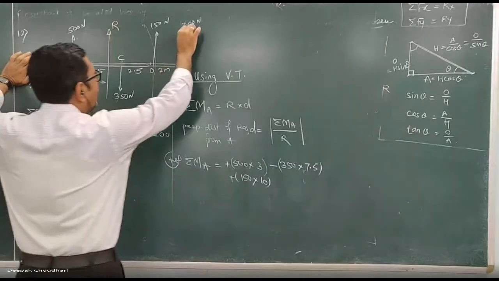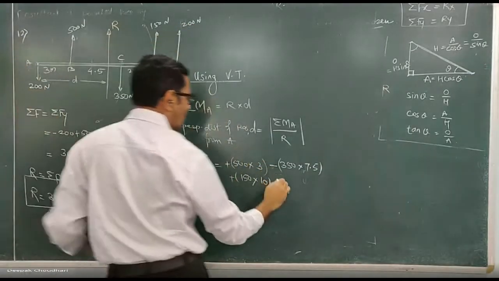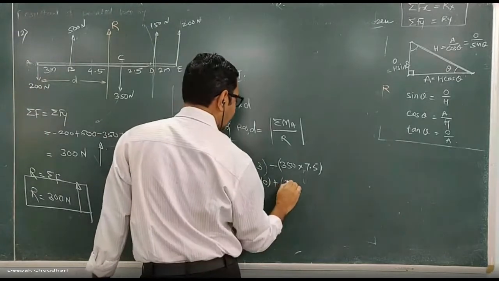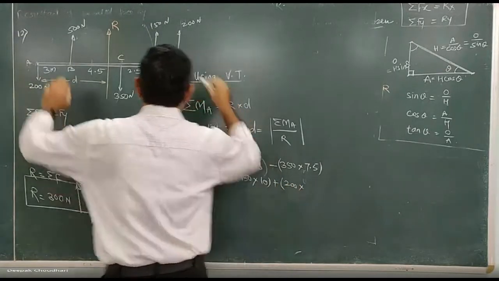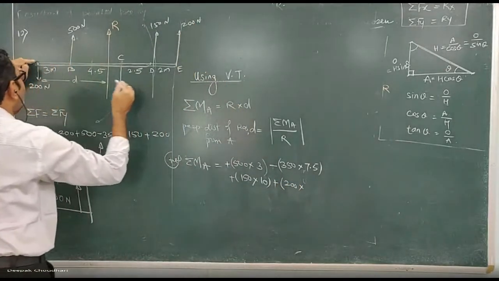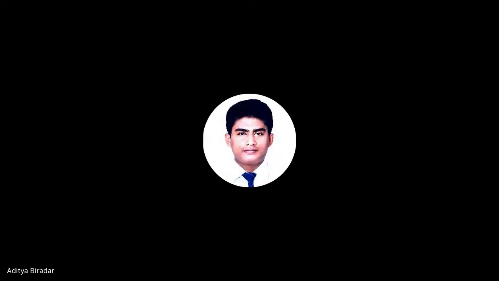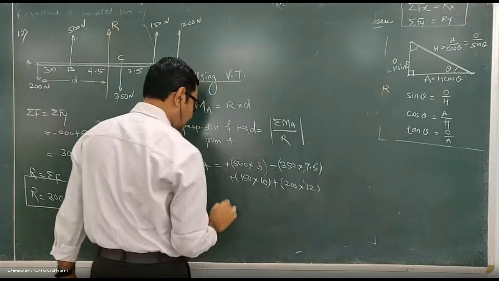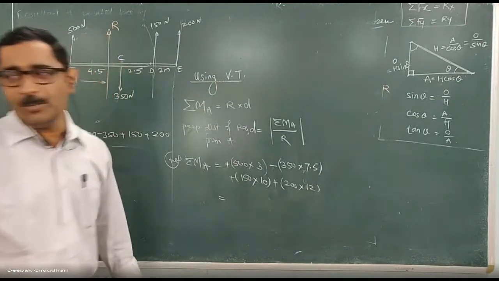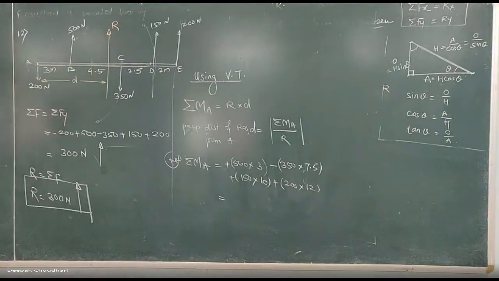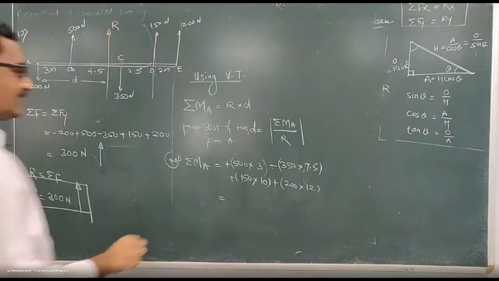Then moment of this 200 Newton force about point A. It produces the anti-clockwise moment, so it is plus. Here it is 200 into how much is the perpendicular distance of this 200 Newton force from A? 12. 10 था, ये plus 2. It is 12. Here now calculate this and tell me how much is the moment of all the forces about point A. 2775.